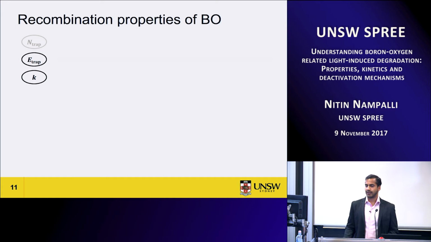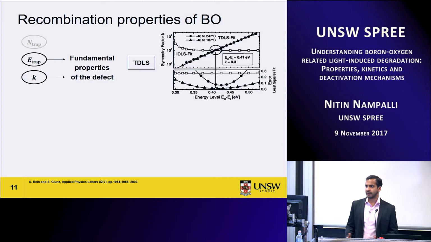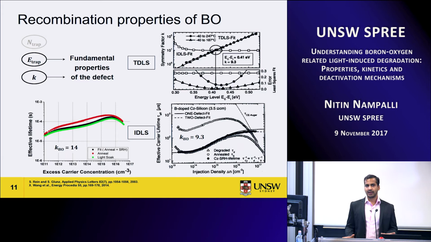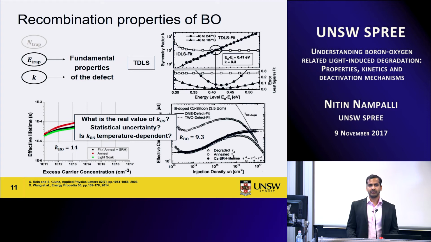These are supposed to be fundamental properties of the defect. And you can do temperature-dependent lifetime spectroscopy and try to figure out what these values are. You can also try and fit some of these parameters using injection-dependent lifetime spectroscopy. The issue is the different studies, especially with the IDLS method, give slightly different values of the capture cross-section ratio, which begs the question, what is the real value of K and how much statistical uncertainty in K there actually is?